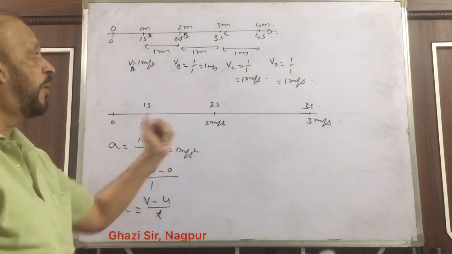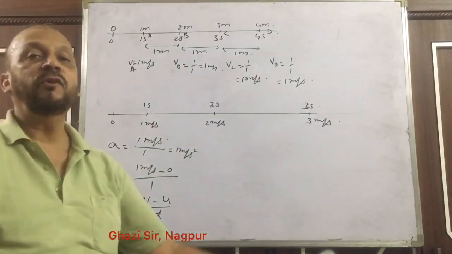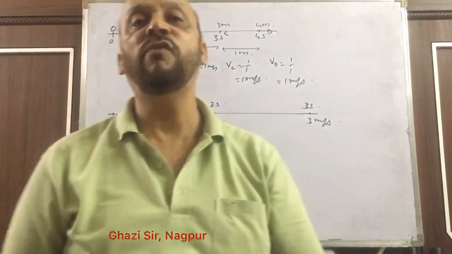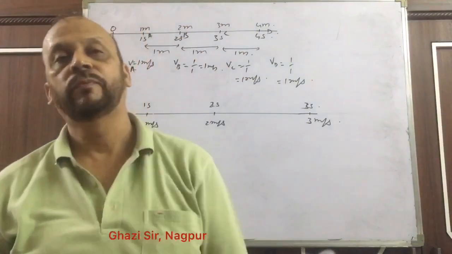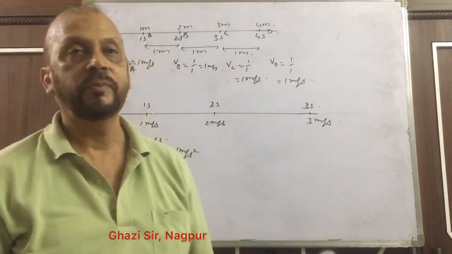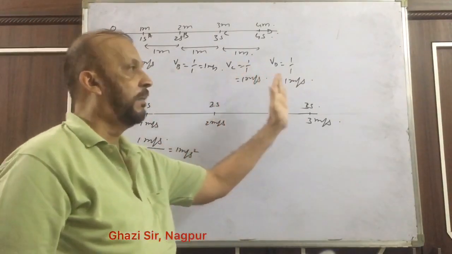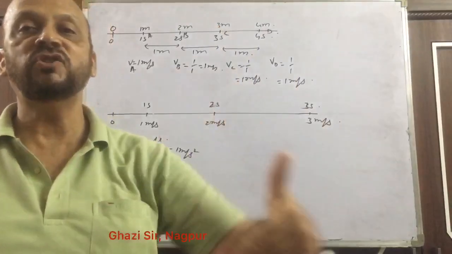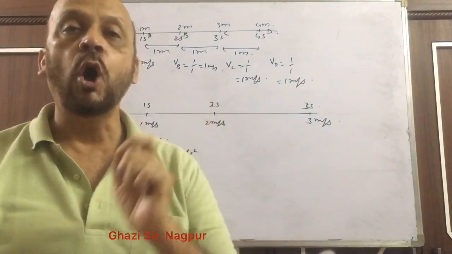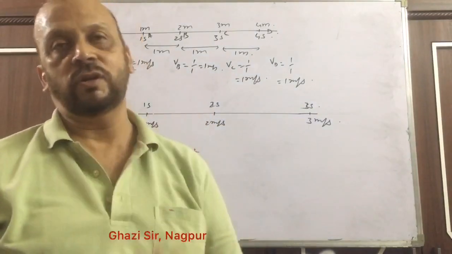Now come to the second point. Since speed is not constant, speed is changing, therefore this is called non-uniform linear motion, in which speed doesn't remain constant, speed is changing. Here it is 1 meter per second, then here 2 meter per second, here 3 meter per second. So speed is changing. So this is a non-uniform linear motion in which speed is changing.